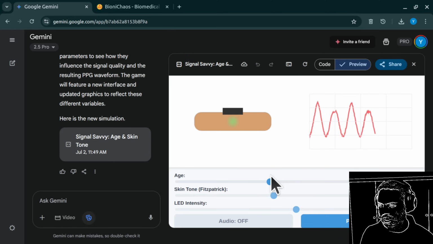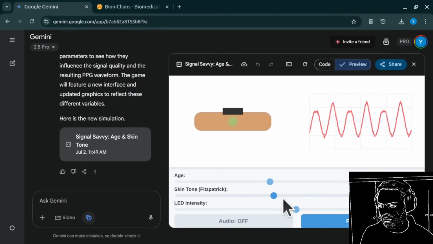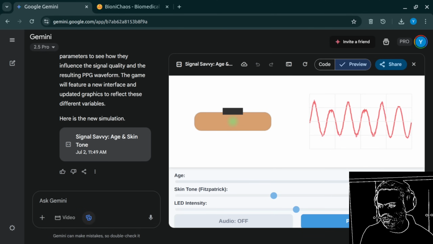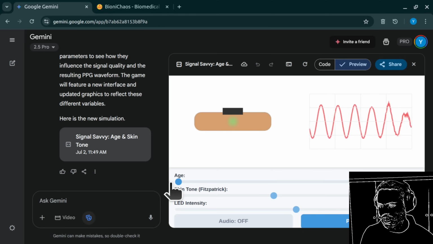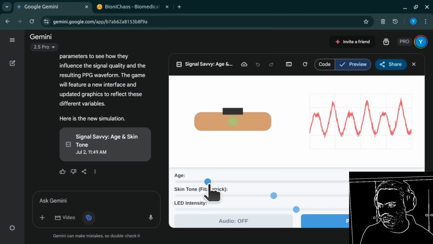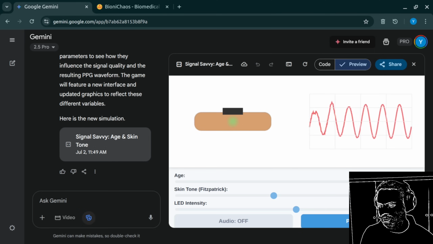Okay, and how about this one here? Can you review this one? This simulation shows the effect of age and skin tone on the PPG signal. There are sliders to adjust the age and skin tone, and you can see how these affect the signal quality, represented by the graph. It also has controls for LED intensity and audio. So how does the age factor affect the PPG signal? As you adjust the age slider, you can see that the PPG signal quality changes. Generally, it appears that older ages might result in a weaker or less clear signal compared to younger ages.